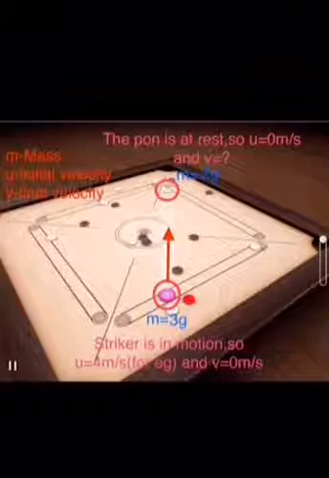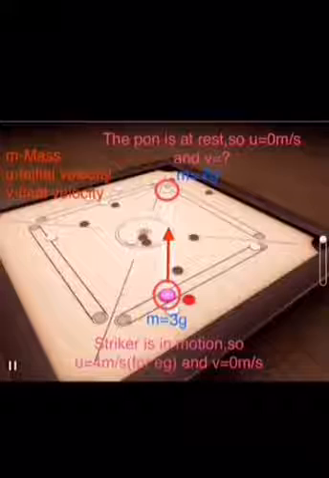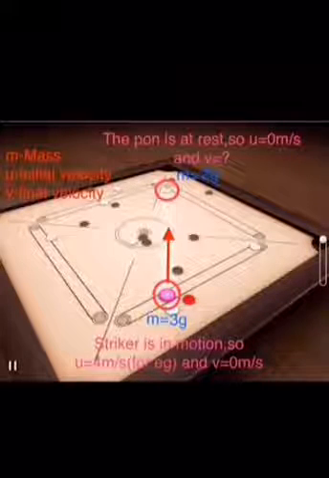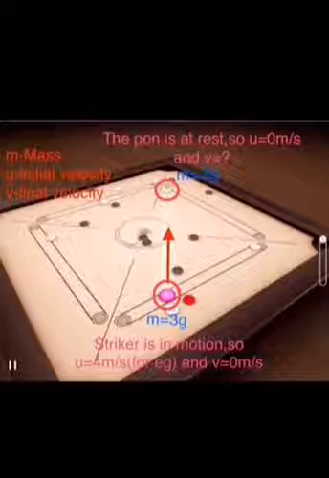Of course, it's a carom board. So friends, while playing a carom board, have you ever observed the physics behind it? Let's see what it is.